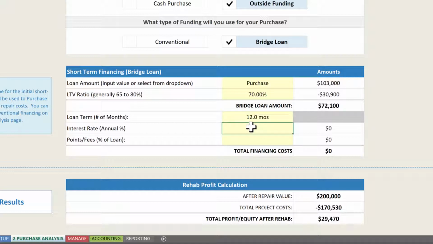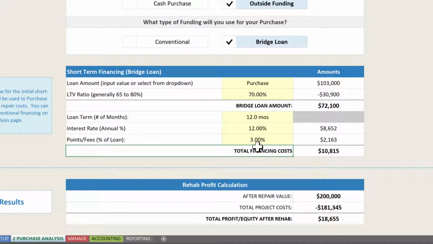You can then set up your interest rate that your lender is charging. These rates can vary depending on the lender and the type of funding, so again, talk to your lenders to determine what rates they are charging for their bridge loans. And then finally, a lender will generally charge a few percentage points up front for originating the loan, so plug in 2 to 3% for the lender points.